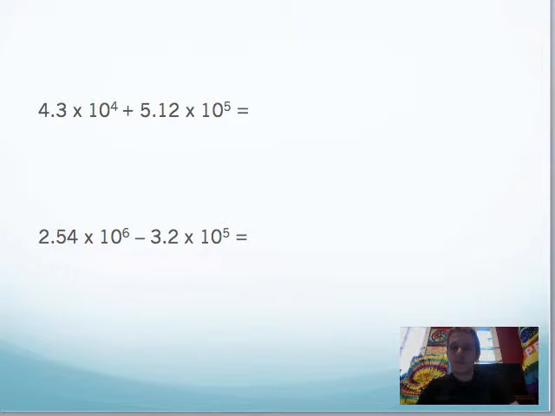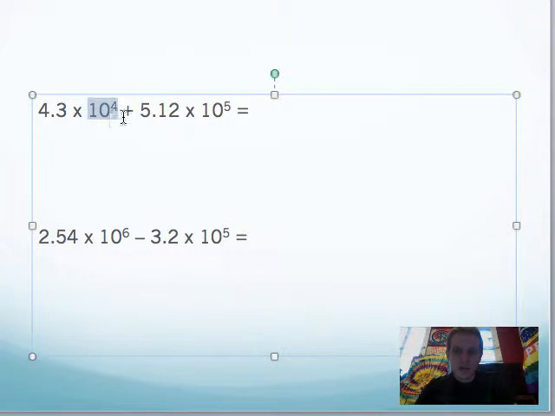Right here, if you feel comfortable, flip that sheet over. You can do those practice problems, but I do want to give you two examples that we can go over together right here. We got 4.3 times 10 to the fourth power plus 5.12 times 10 to the fifth power. So notice this first number, 10 to the fourth power. I want to increase that to be 10 to the fifth power.